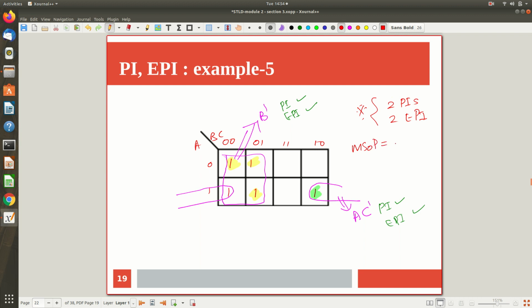Now the minimum sum of product expression will be A B dash or A C dash, and it is unique also. So this example also is unique.